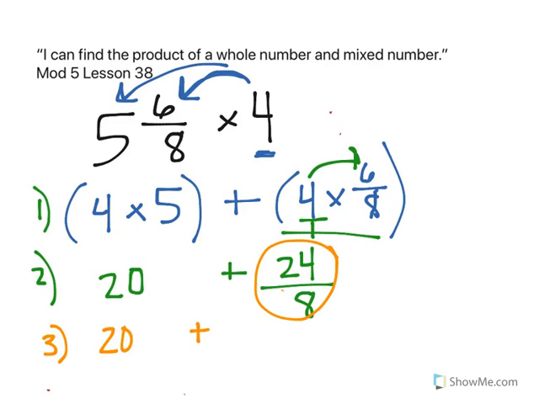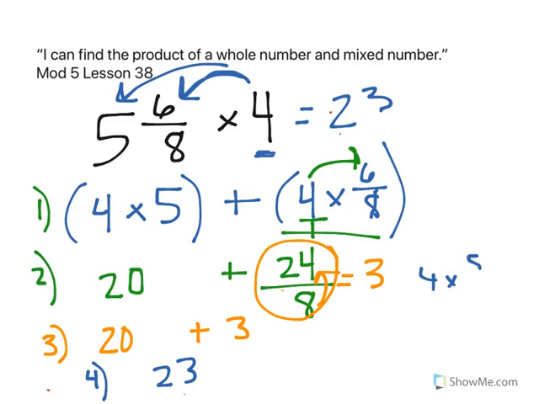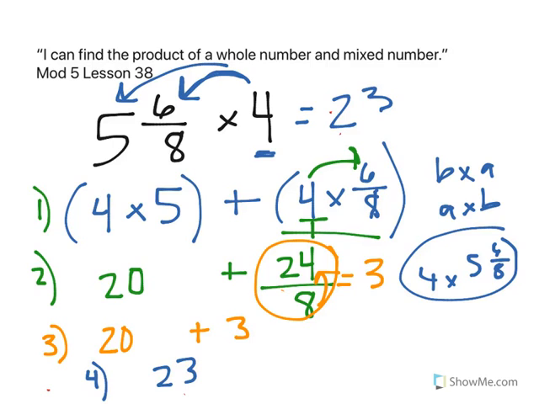So 20 plus, what is 24 over 8? Well, 8 can go into 24 exactly 3 times, so that's going to be 3. Now my final step is to add the two parts together. 20 plus 3 equals 23. So 5 6/8 times 4, or 4 times 5 6/8, that would be the same. They're just reversed. Remember, commutative property says A times B is the same as B times A. 2 times 3 is the same as 3 times 2. We're just switching it, is 23.